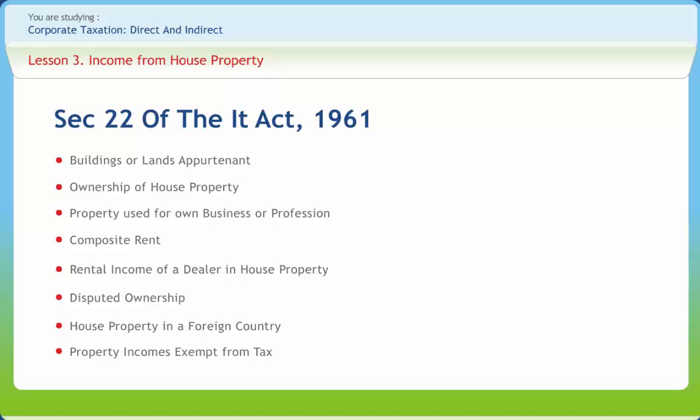The owner of the house property is liable to pay tax in respect of the income from the house property. Here, owner means the person who can exercise the right of the owner not on behalf of the owner but in his own right. A person who is entitled to receive income from the house property in his own right is treated as owner for the purpose of Section 22 of the Income Tax Act.